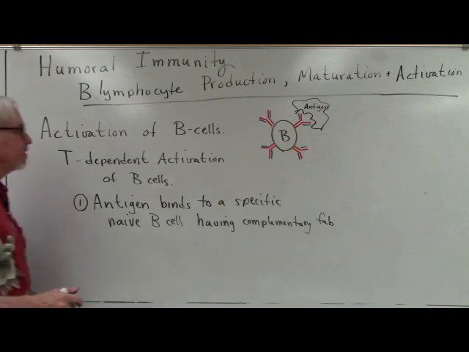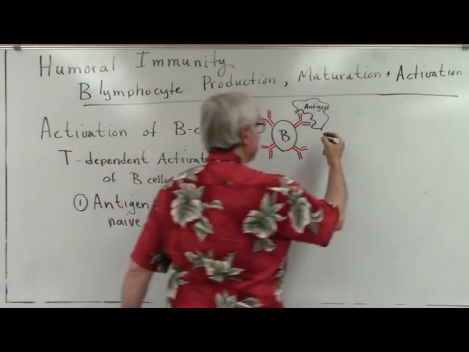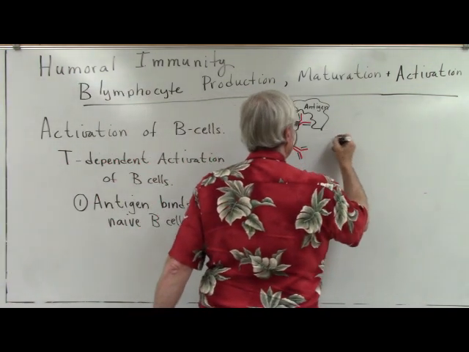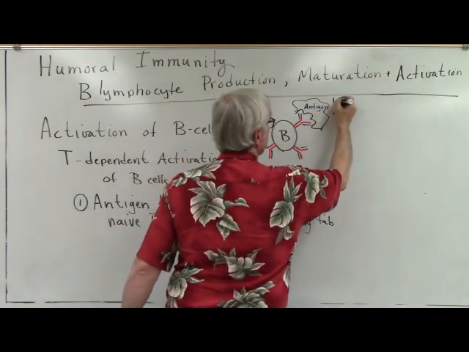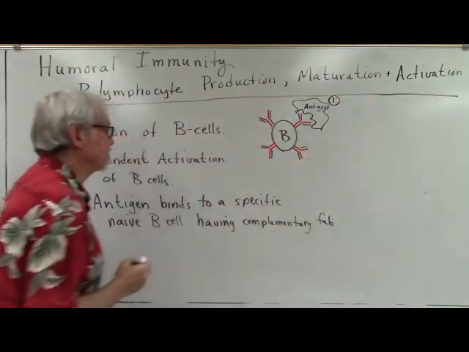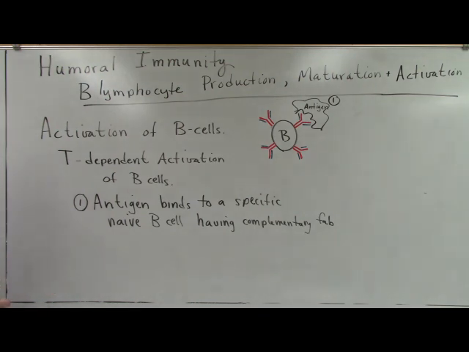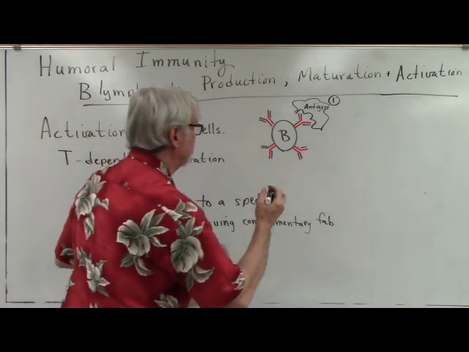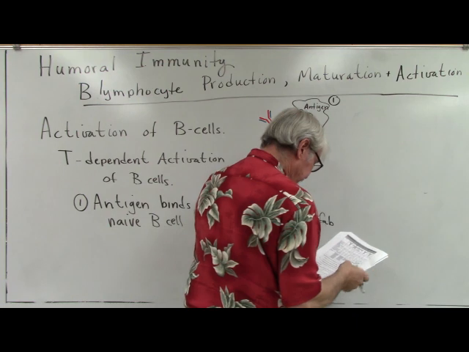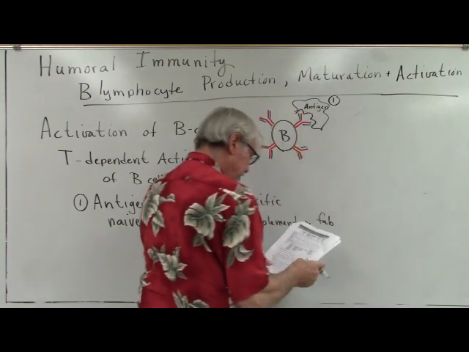All right, now, basically after this, nothing happens without the intervention of a T cell. So this is the first thing that happens, the antigen binds. The second thing that has to happen is that the B cell needs some help from a T helper cell. Once your B cell is activated, it'll attract the attention of a T helper lymphocyte.